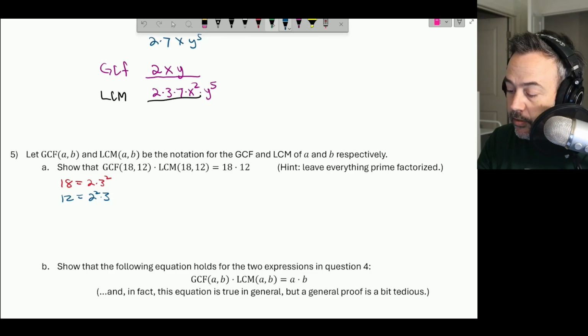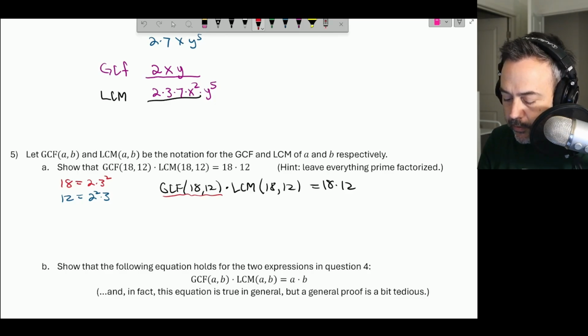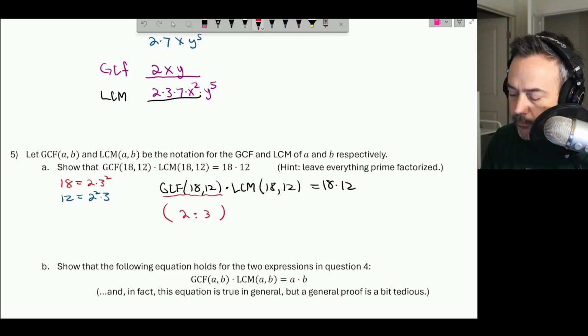So the GCF of 18 and 12 times the LCM of 18 and 12 is equal to 18 times 12. Let's start filling everything in. So what's the GCF of these numbers? Well, it's parentheses 2 times 3. It's 6. And what is the LCM of these two numbers?